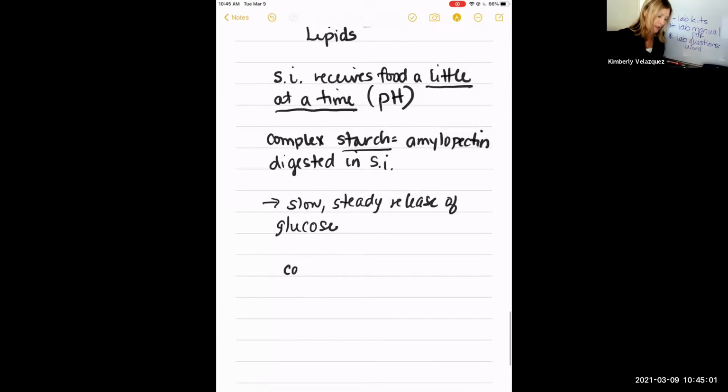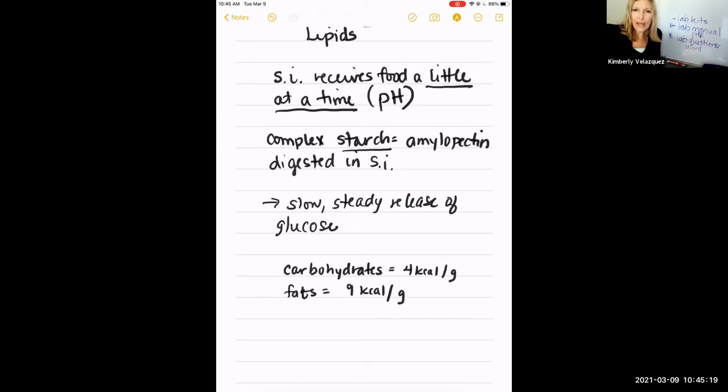And remember from the videos, carbohydrates have 4 kilocalories of energy per gram, whereas fats have 9 kilocalories of energy per gram. So fats are pretty energy dense. That is our form of energy storage.